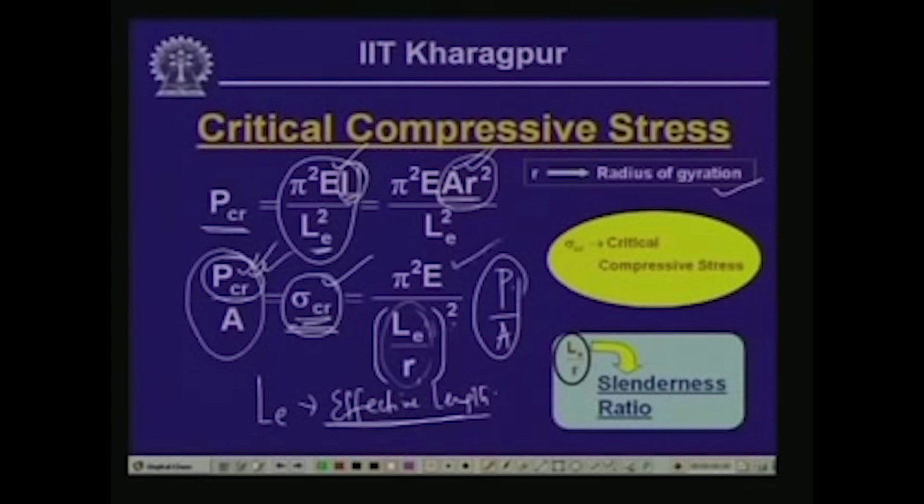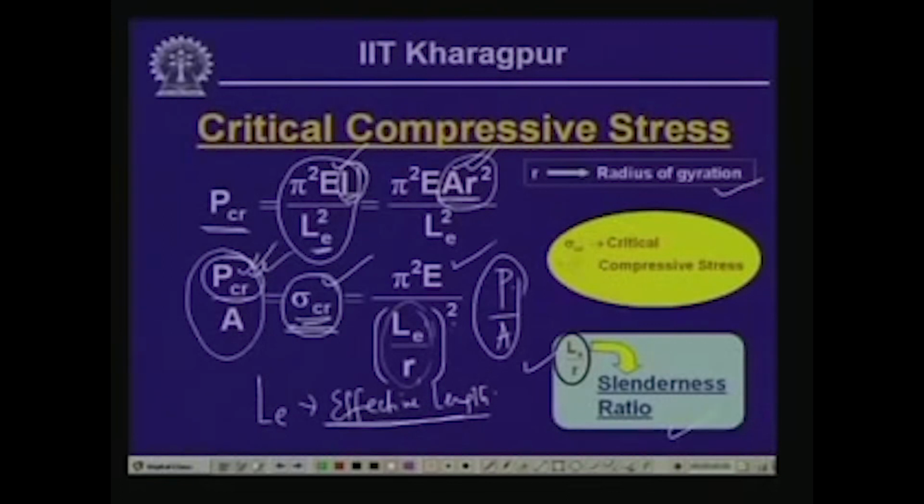So, you see from these two expressions we are getting two terms. One we call the sigma C r, the critical compressive stress. The other term which is emerging is the effective length L E by r ratio, and this particular ratio we call the slenderness ratio. It indicates how slender or how long the member is with reference to its cross sectional area. Now, this is what is indicated here: L E by r is the slenderness ratio and sigma C r is the critical compressive stress.